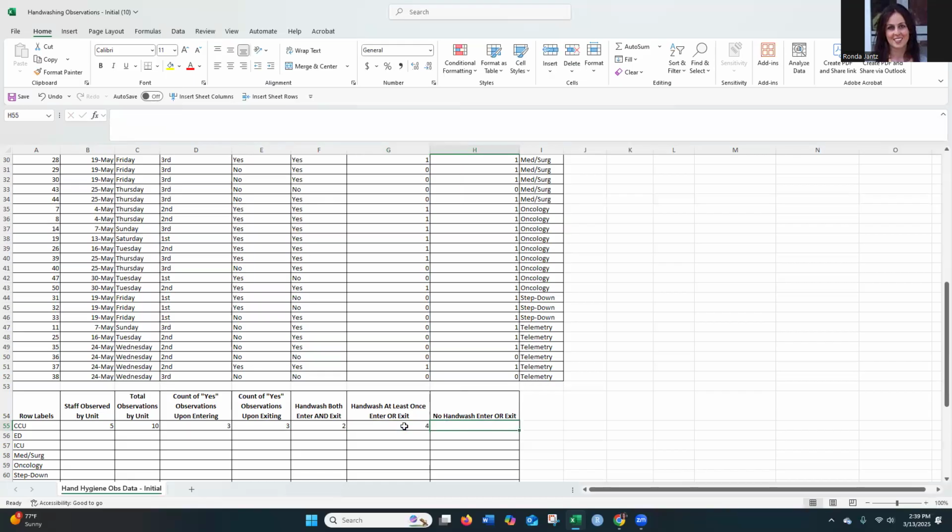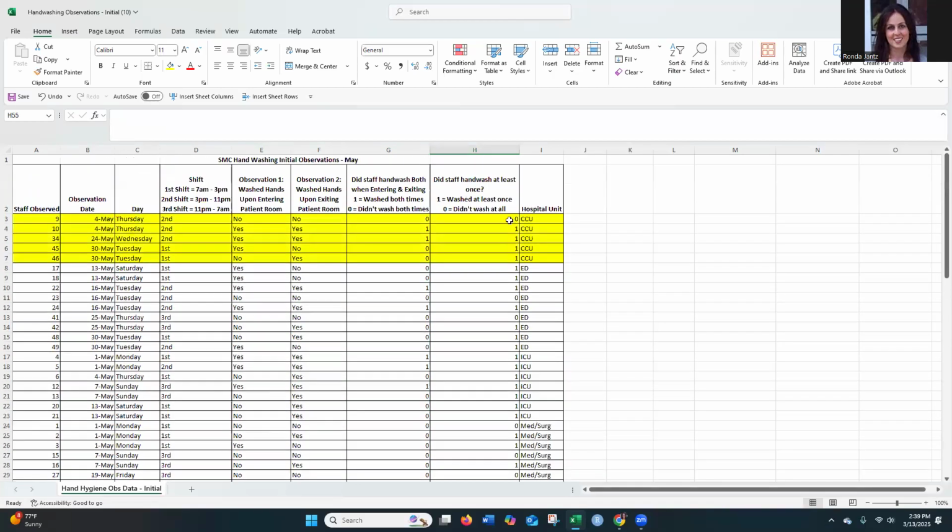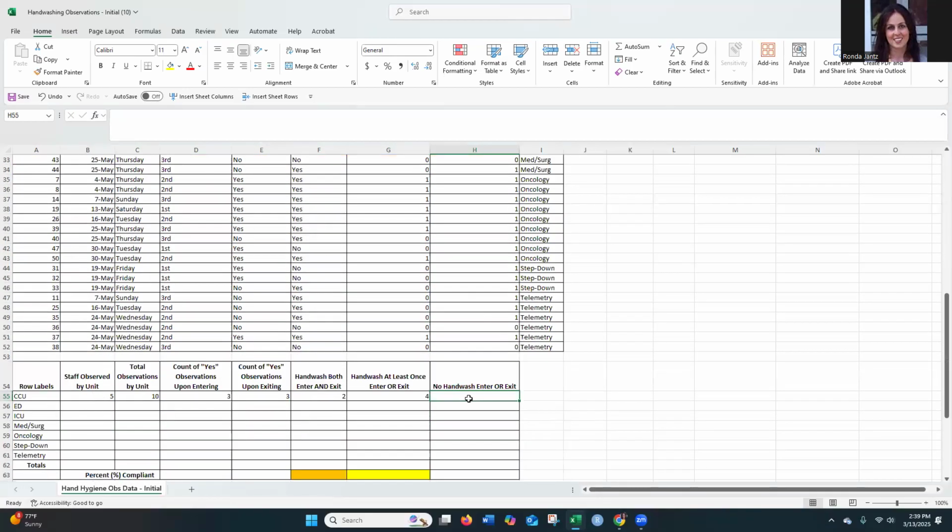No hand wash on enter or exit will be those who did not wash at all. That will be the number of zeros in column H. So we have 1 zero. Another way to calculate this column would be to take the number of staff minus those who washed once. So 5 minus 4 equals 1.